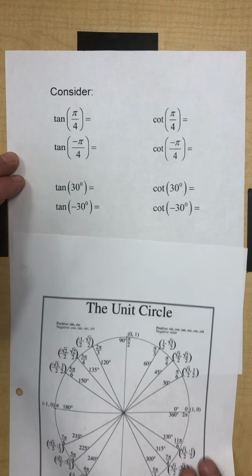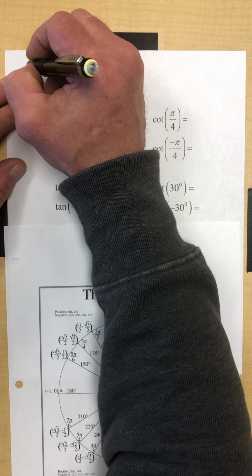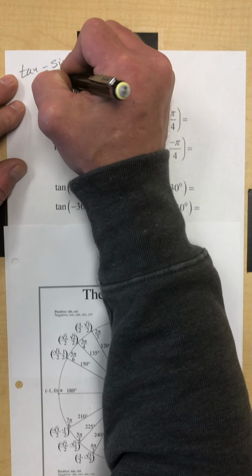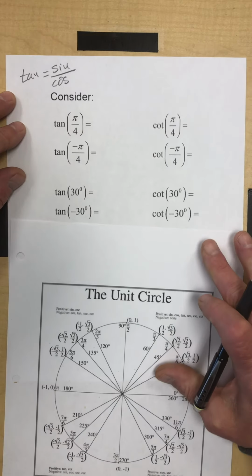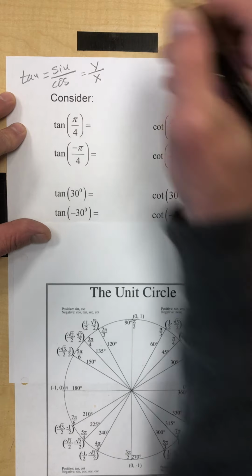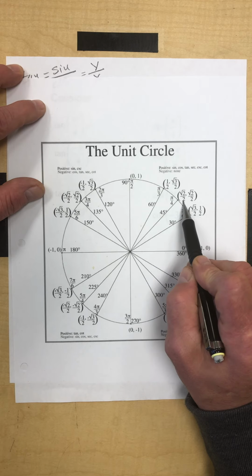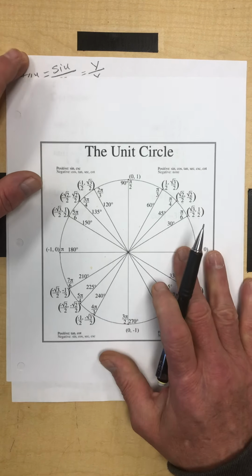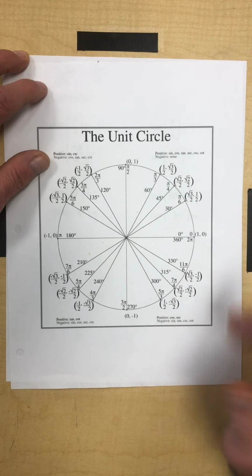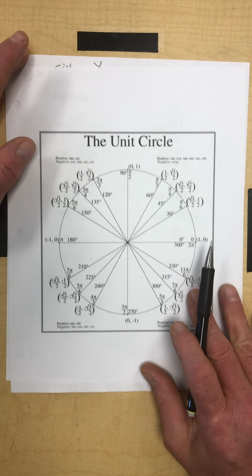Again, staying with the same x values, tangent of pi over 4. Remember, when we do tangent, you've got to go sine over cosine. On the unit circle, that would be my y coordinate over my x coordinate. So we do tangent of pi over 4, I go y over x, and notice I get 1. So the tangent of pi over 4 is 1. Tangent of negative pi over 4, I go down here. So notice when I go y over x, I get negative 1.